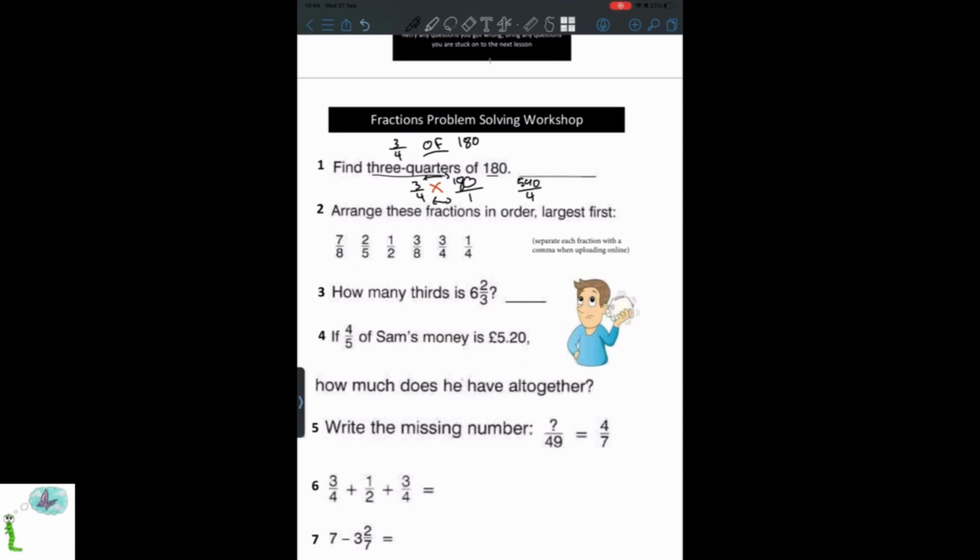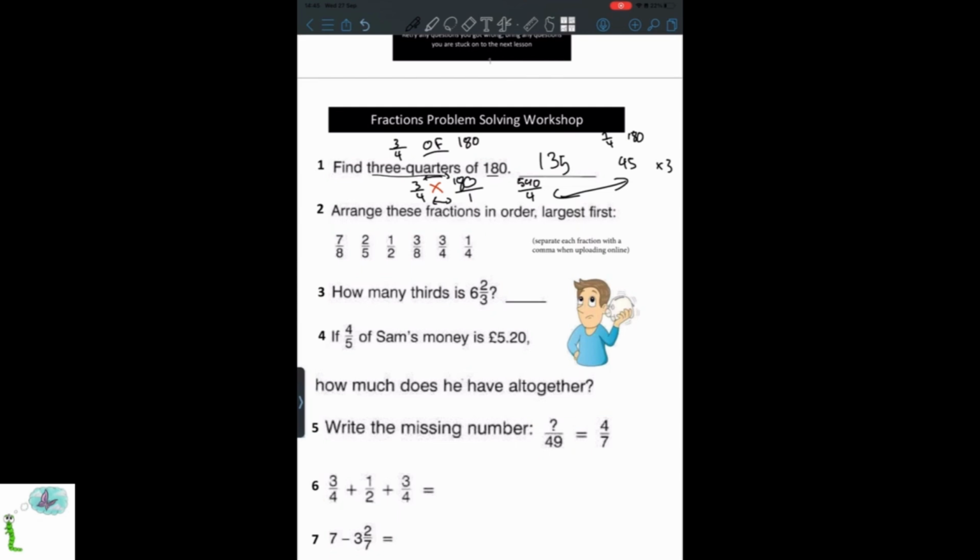Sorry. And just a quicker way of thinking about it would be to think about what is 1/4 of 180, and then just timesing that answer by 3 to get 3/4. 1/4 will be 45, so if you times that by 3 you're going to get the same answer as this, and the answer will always come out to 135.